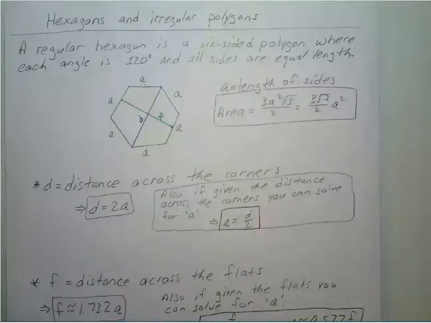Hello everyone. In this video we will be looking at hexagons and irregular polygons. Now a regular hexagon is just a polygon with 6 sides.